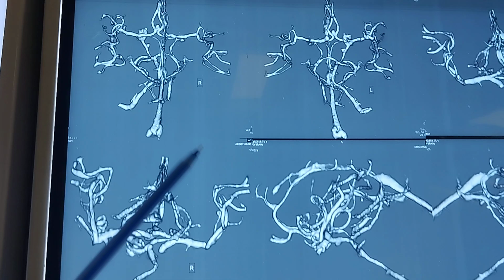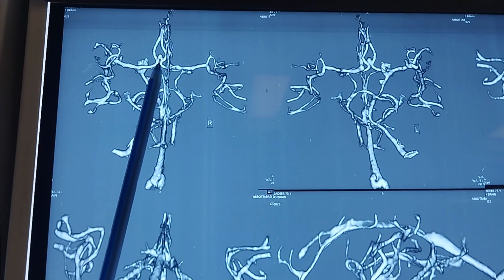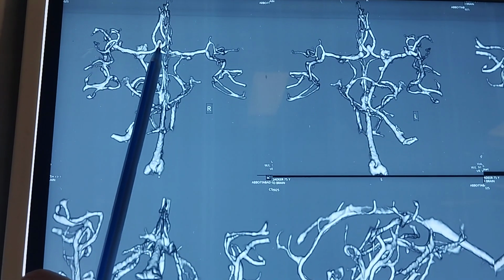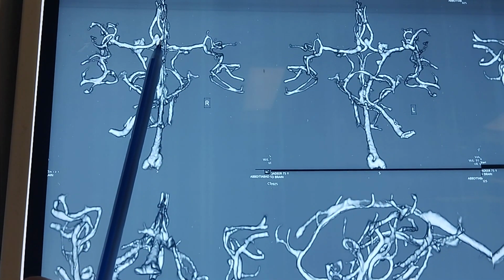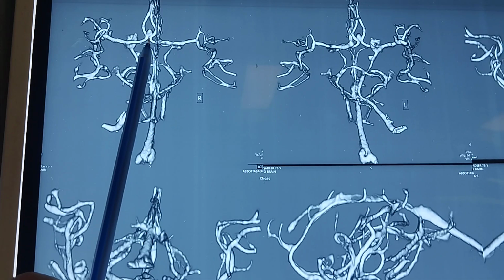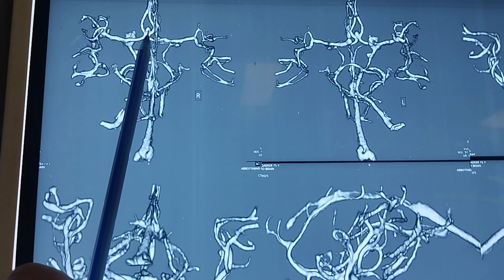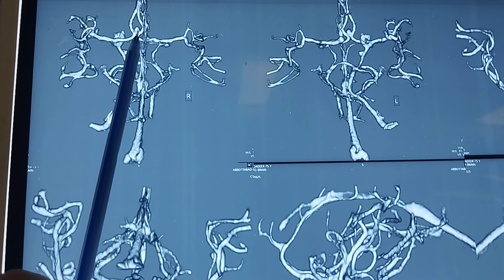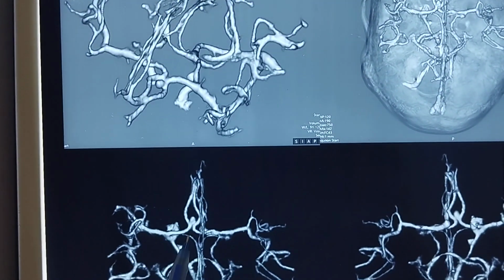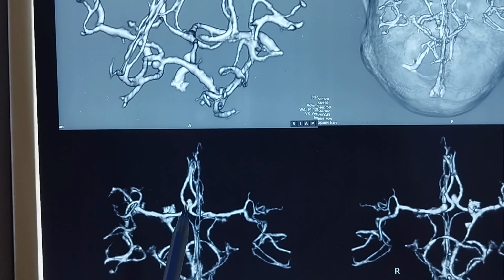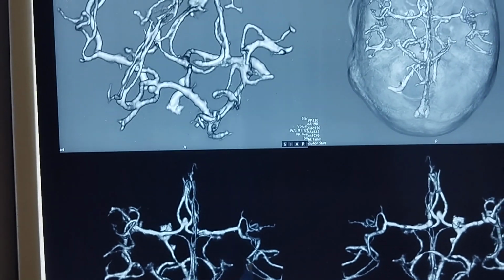So we did the CT angiogram of this patient, and we found this one small aneurysm, this outpouching. This is the anterior cerebral artery, right and left anterior cerebral artery, and this is the anterior communicating artery. And here you see this outpouching is called an ACOM aneurysm, anterior communicating artery aneurysm. You guys can see this small outpouching, this one is the ACOM aneurysm.